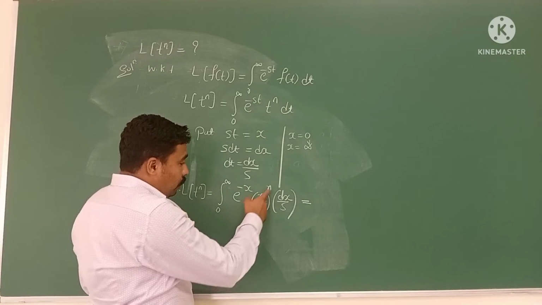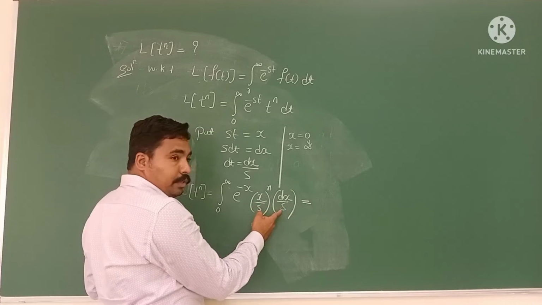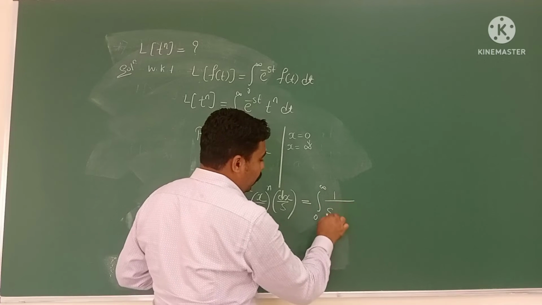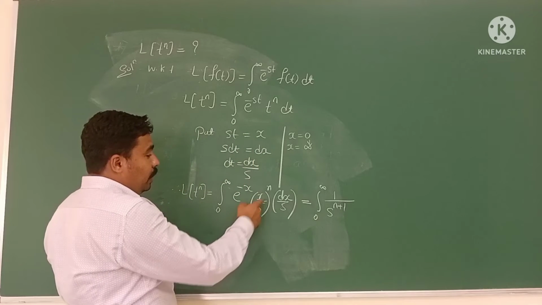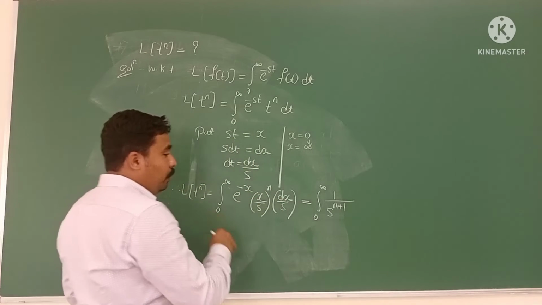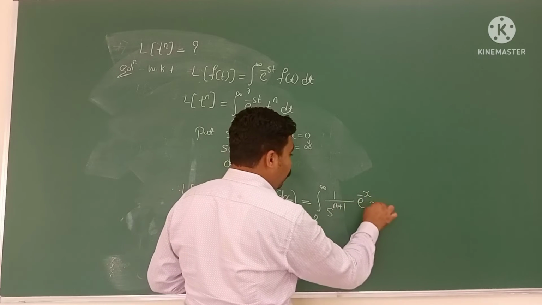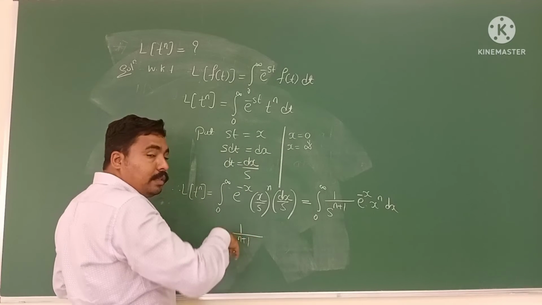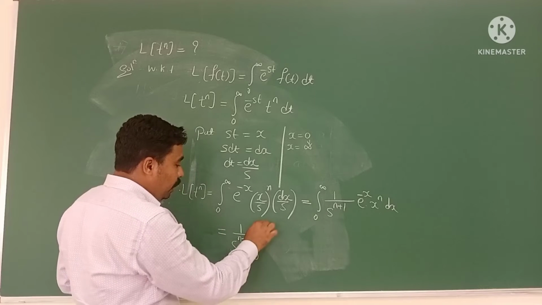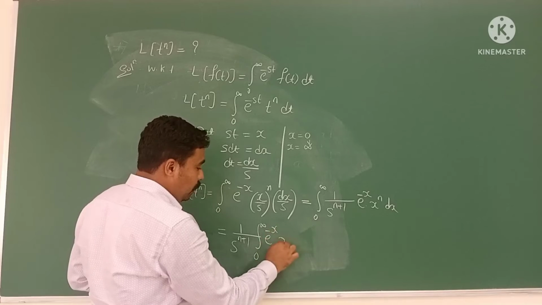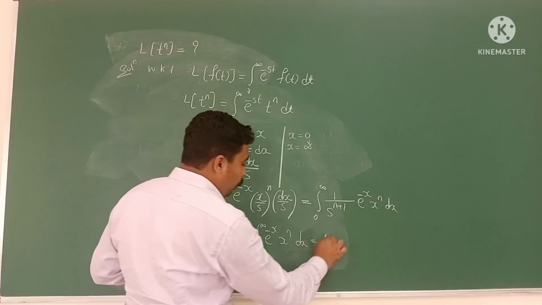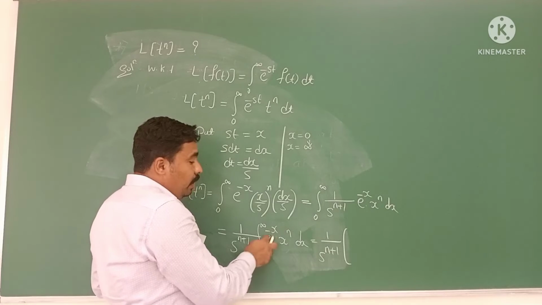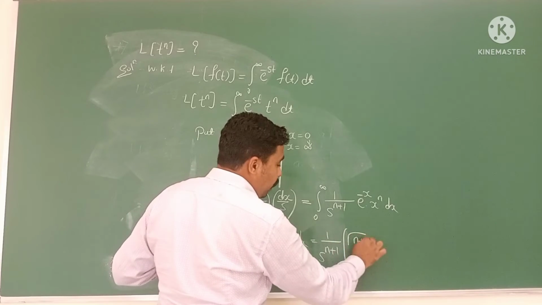Now this s power n and this s, if I take outside, so what happens? That is integral 0 to infinity 1 divided by s power n plus 1, because s power n and s power 1, when bases are same we can add the powers. We are left with e power minus x into x power n dx, that is equal to 1 divided by s power n plus 1. There is no x term associated with this. I will take it outside. Remaining is integral 0 to infinity e power minus x, x power n dx. This is a standard formula in integration. So it is nothing but gamma of n plus 1. So the answer is gamma of n plus 1.